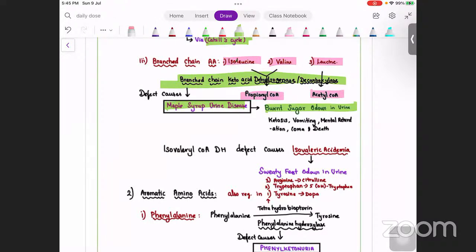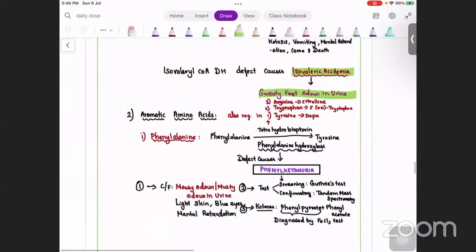Then apart from that, there is one intermediate complex, isovaleryl CoA dehydrogenase. Deficiency causes isovaleric acidemia, where you see the sweaty feet odor. So burnt sugar odor is maple syrup urine disease, with the enzyme defect in branched chain keto acid dehydrogenase or decarboxylase. Then isovaleryl CoA dehydrogenase defect causes isovaleric acidemia. What type of urine odor may you see? Sweaty feet odor.